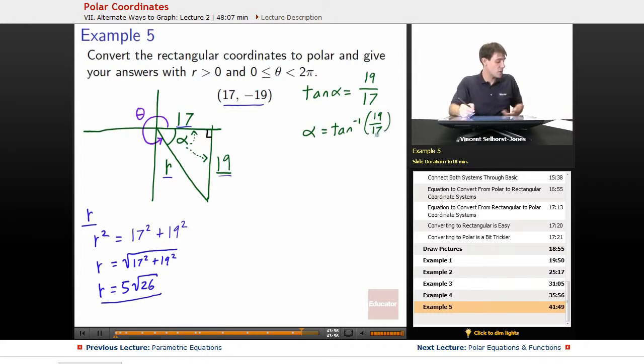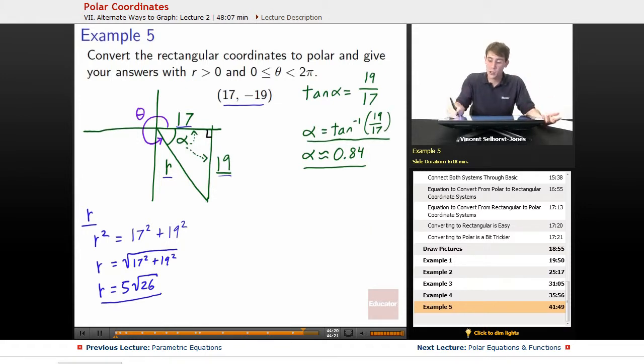Now, that doesn't come out to be any friendly, nice form. That's not a really nice number to have to deal with. But if we punch it into a calculator, it'll wind up coming out to be approximately 0.84. If we wanted to have it absolutely perfectly, we would have to leave it as tan inverse of 19 over 17. But we can probably have a decimal approximation, so alpha is approximately equal to 0.84. We'll probably do that for our purposes of answering this question.